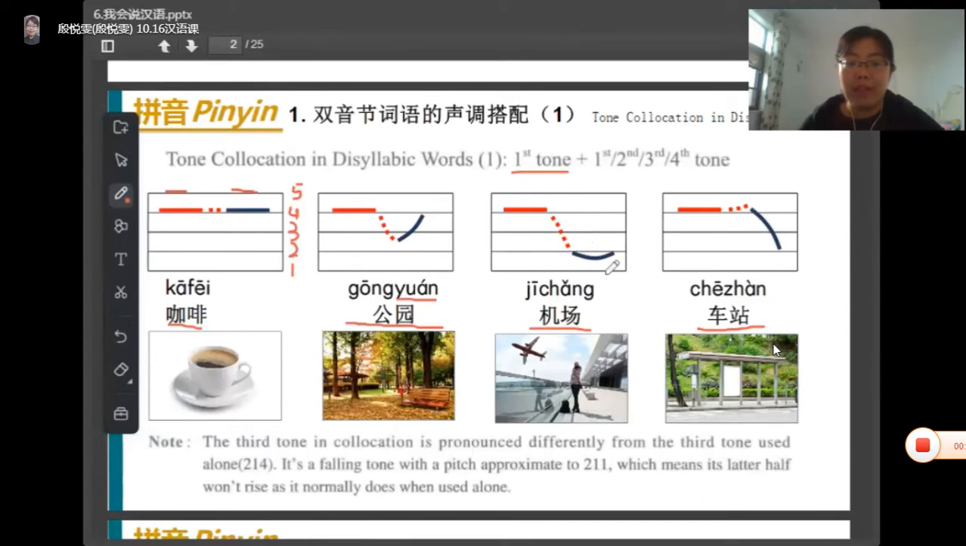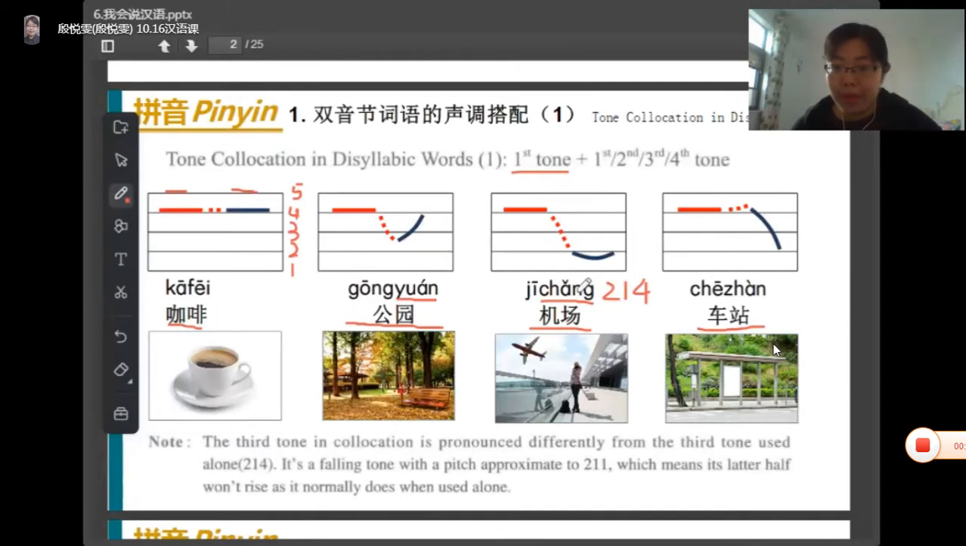And 机场, this syllable 场 uses the third tone. The mark is 2-1-4. It means from middle, go lower and then go higher. But now 场 is very low, right? 机场.